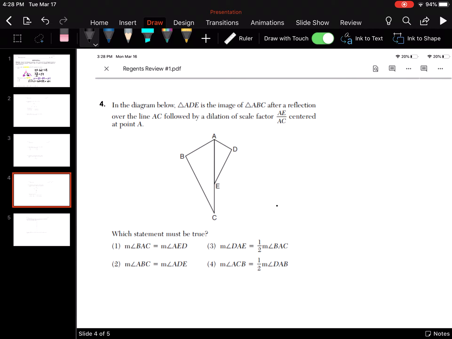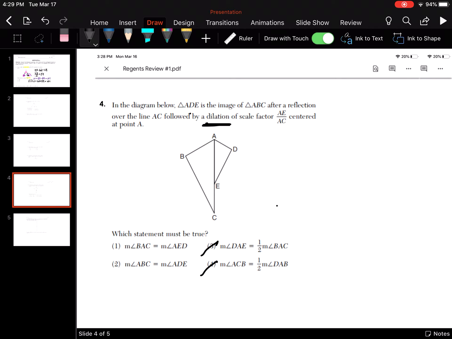Okay, so number 4, we have triangle ADE and ABC. It's reflected and then dilated. So when we reflect, all the angles stay the same, and even when we dilate, all the angles will stay the same. Please remember that angles will never change size. So right off the bat, we could cross out choices 3 and 4 because that's saying that the angles are going to be half the size, which is not true.